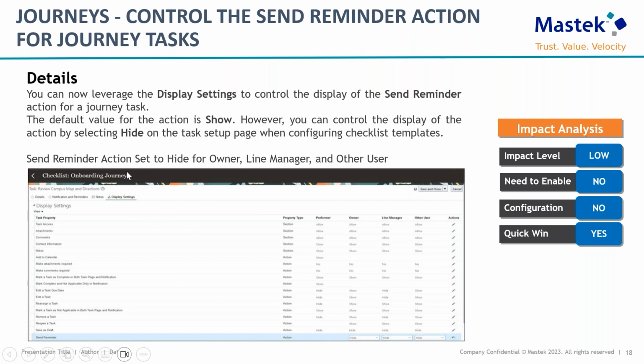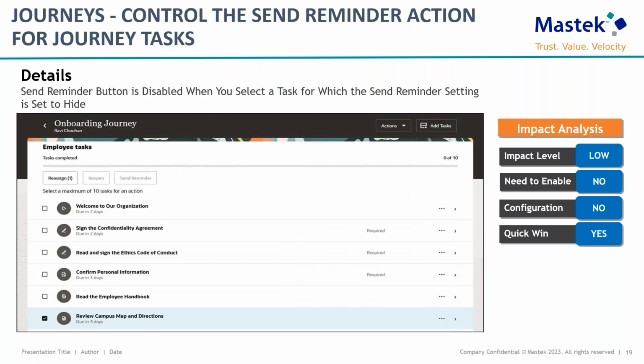Here we can see send reminder action is set to hide for owner, line manager, and other users. Here it is, and task name is review campus maps and directions. Moving to the next screen. When you select this particular task in the list of tasks, you will be able to see that send reminder action is not enabled, though this particular task is selected.